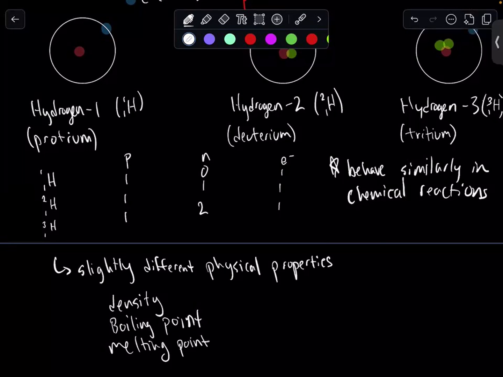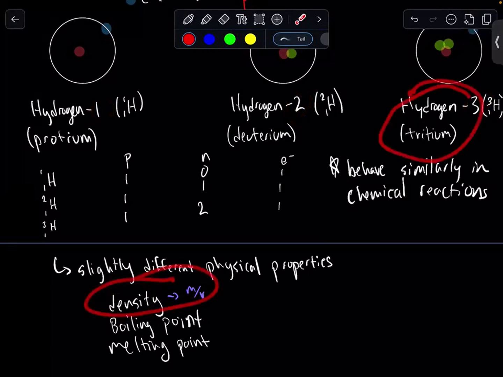So let's explain these really quickly. We're not going to do much math right now, but density is quite obvious. Density is defined as mass over volume. And if it's mass over volume, and we have a mass of 1, a mass of 2, and a mass of 3 relative masses, then clearly we're going to have different densities, with hydrogen 3 being the densest and hydrogen 1 being the least dense.